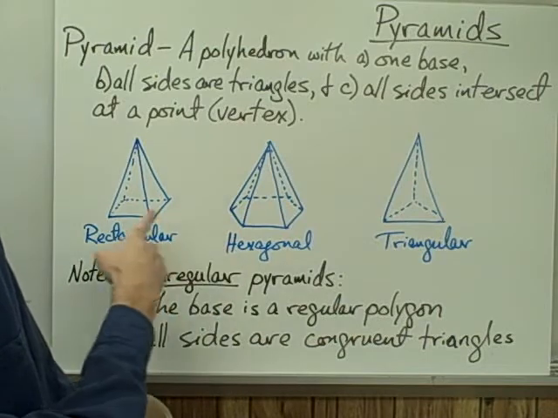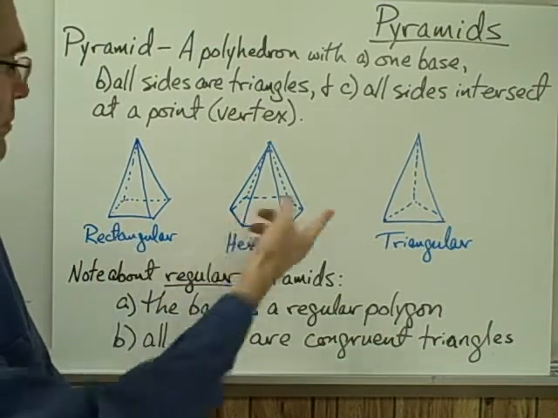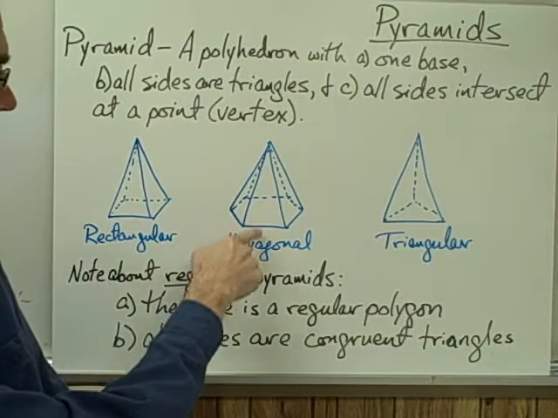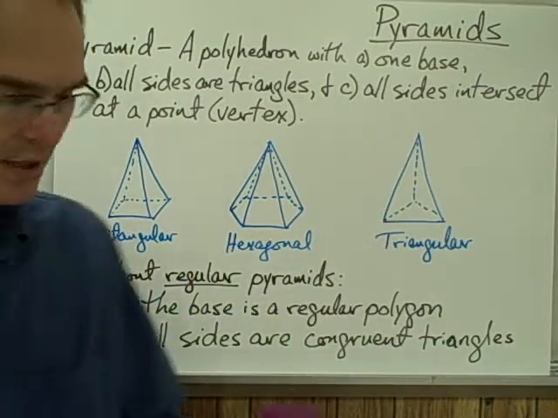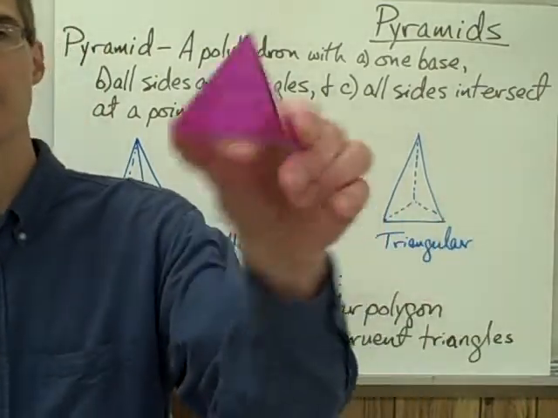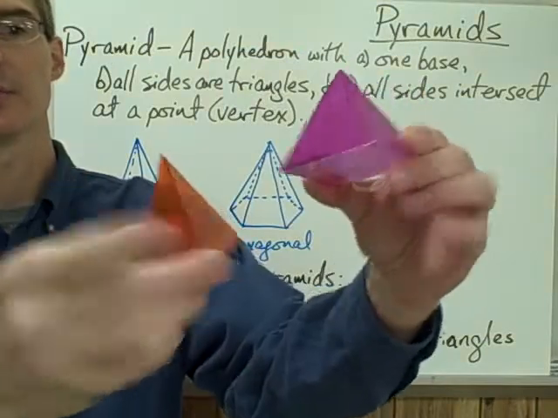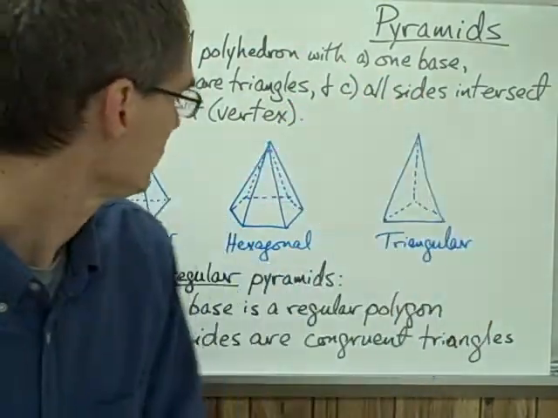Pyramids are named by the shape of their base: rectangular pyramid, hexagonal pyramid, triangular pyramid. Here are also some other examples, some little three-dimensional examples of a couple of pyramids.